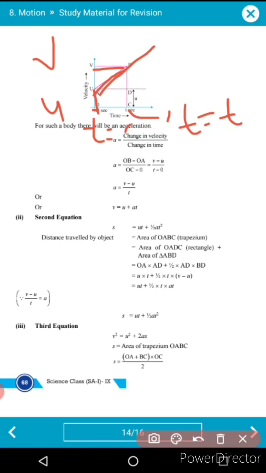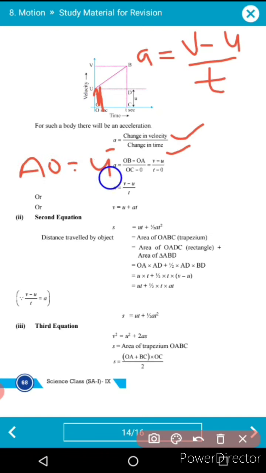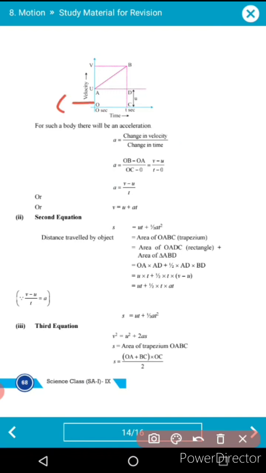Fine. So as per the geometric condition we apply the first formula. We all know that the acceleration is given by change in velocity upon time. So in this case, what is the initial velocity? AO, which is u. Here the initial velocity in this portion, that is AO, is equal to u. And the final velocity is v, that is OB, and OB is represented by v.